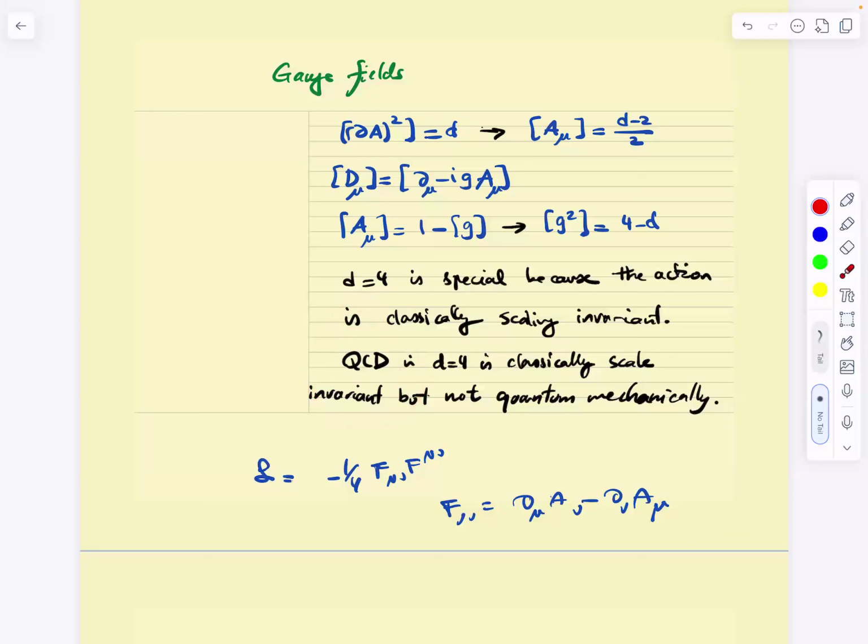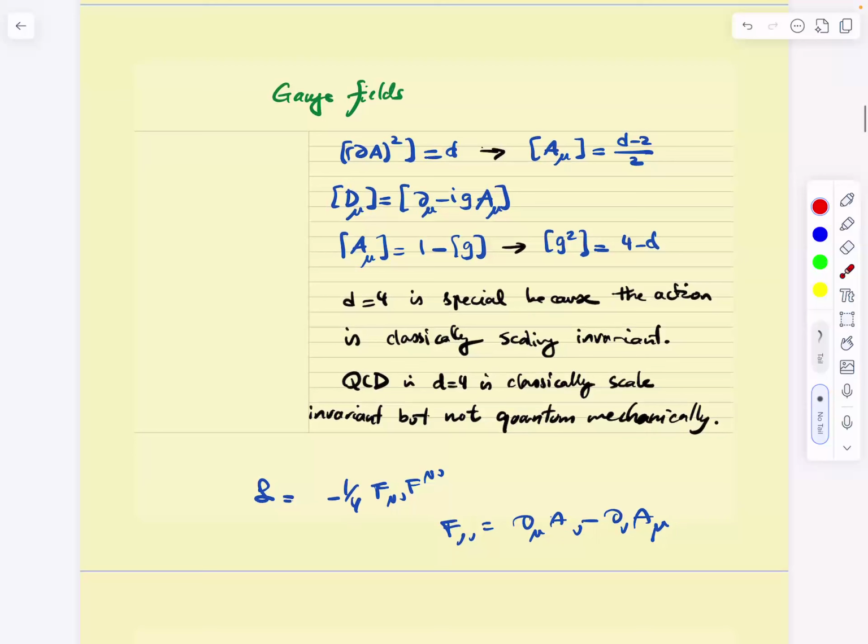So for example, QCD, quantum chromodynamics, a particular gauge theory we'll talk a lot about in this course, is classically scale invariant, but quantum mechanically is not. This is not the case of anomaly. It's a more complicated phenomenon. It's called dimensional transmutation, and we'll talk about that in this course in detail. Questions?